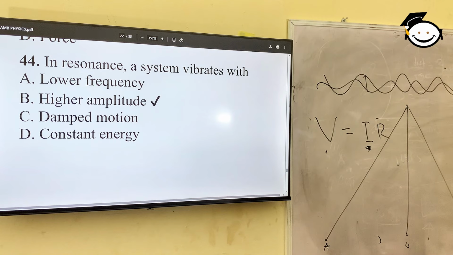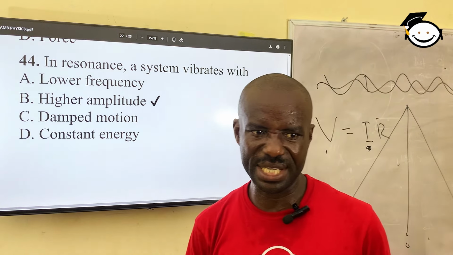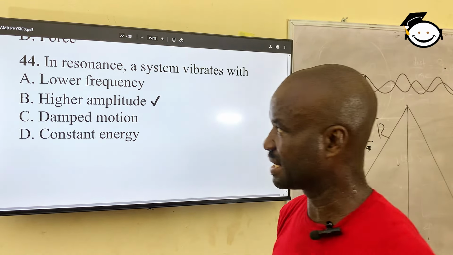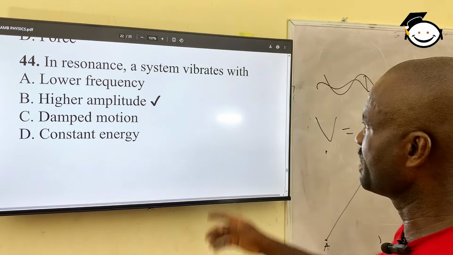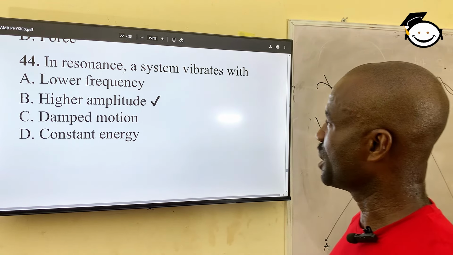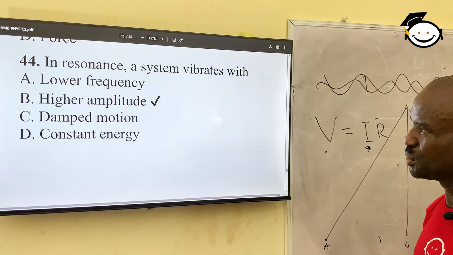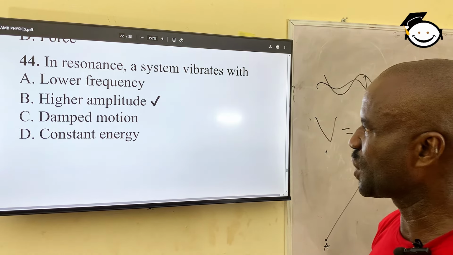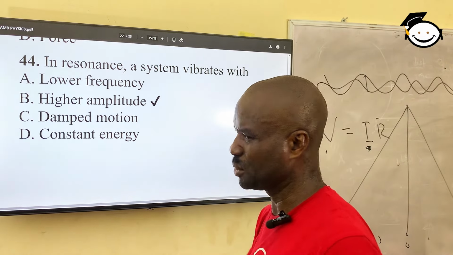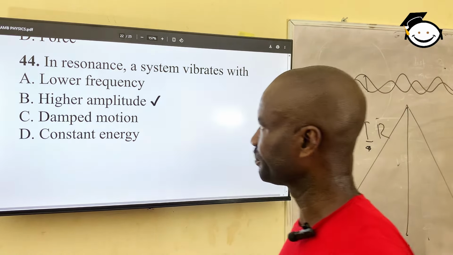44. In resonance, a system vibrates with, when we say resonance, when two bodies are vibrating at the same frequency. A system vibrates with lower frequency, higher amplitude, damped motion, constant energy. The higher amplitude makes the body vibrate.